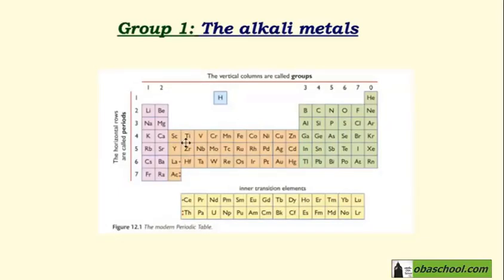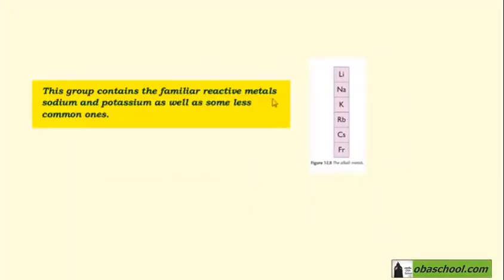In the periodic table, a group is a vertical column, and the first column in the periodic table is group number 1, which is also called alkali metals. This group contains the familiar reactive metals, sodium and potassium, as well as some less common ones. So this group contains sodium, Na, and potassium, K, which you previously know, and they are common in reactions. It also has lithium and 3 other elements.